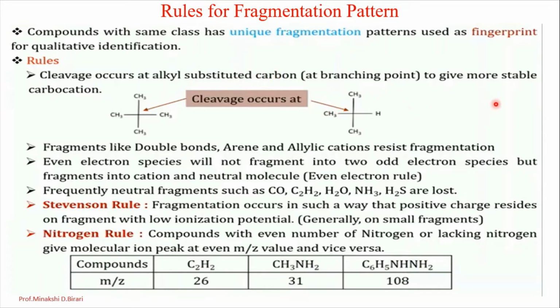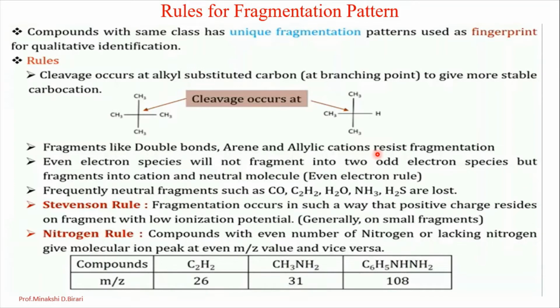So here the fragmentation occurs, and due to the fragmentation at alkyl substituted carbon, there is the formation of the most stable carbocation. Second rule, if there are double bonds, allylic cations or arenes present, the fragmentation will be resisted in such examples. So in double bonds, arenes or allylic cations, there is a resistance to fragmentation.